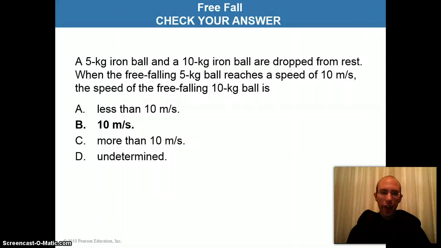The acceleration of both objects is a constant. It is the same, even though one weighs more than the other one. Why? Again, the inertia is greater for the object that weighs more. More inertia cancels out the greater weight.